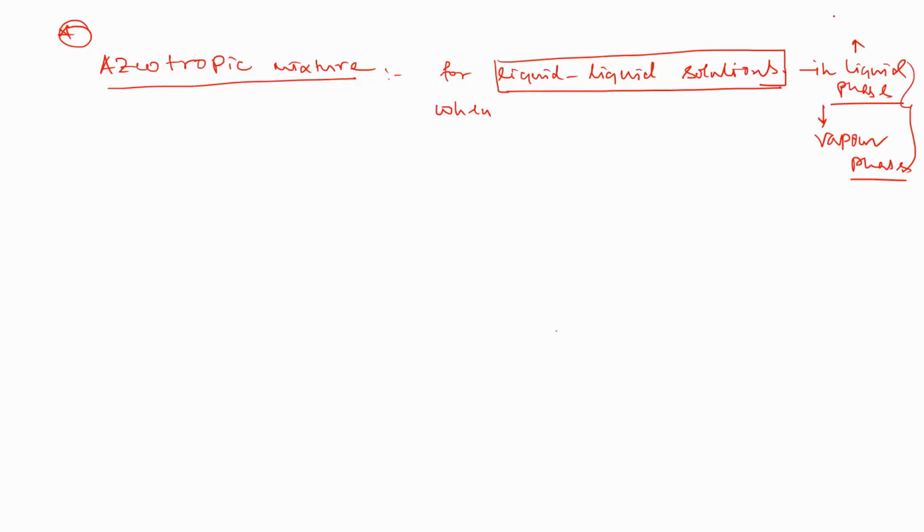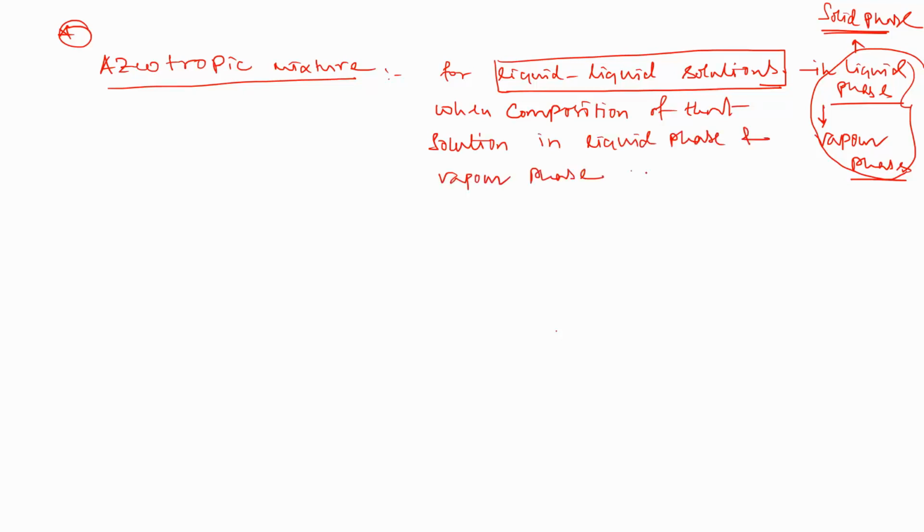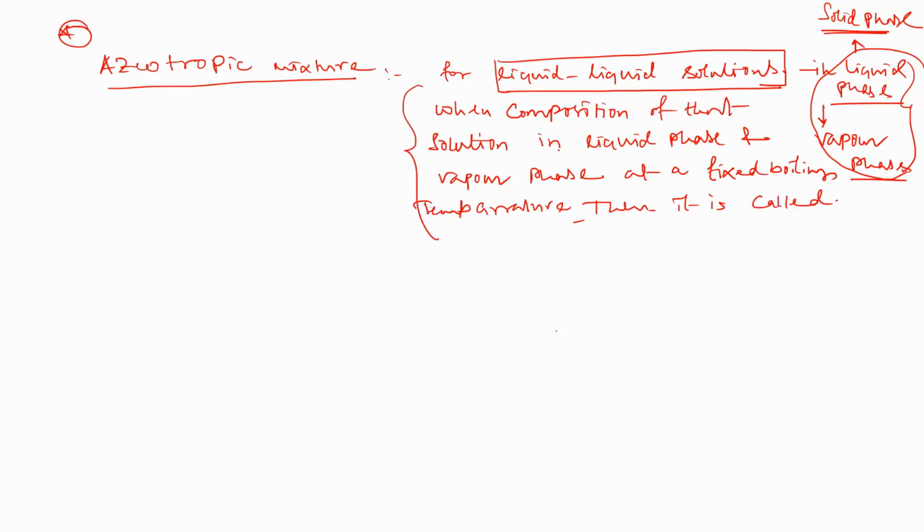Another one is the solid phase, but I am not going to the solid phase because there will be lots of loss of heat. I am just talking here about the liquid phase and the vapor phase. When the composition of that solution in the liquid phase and the vapor phase at a fixed boiling temperature is the same, then it is called an azeotropic mixture. So for that azeotropic mixture, the compositions will be the same in the vapor phase and the liquid phase.